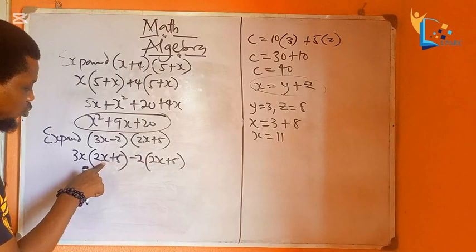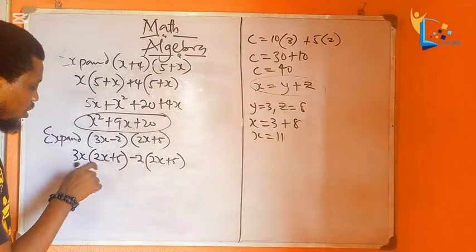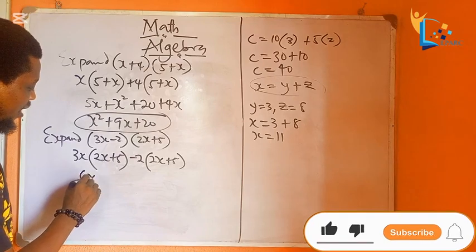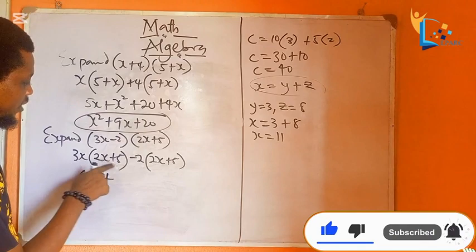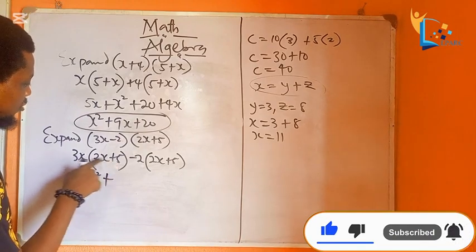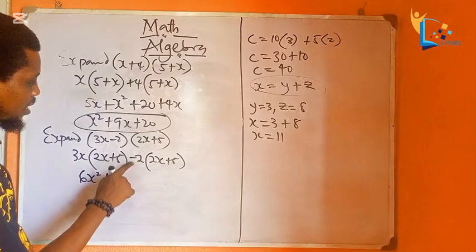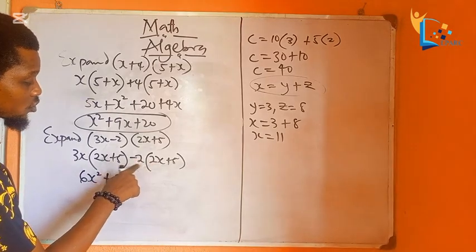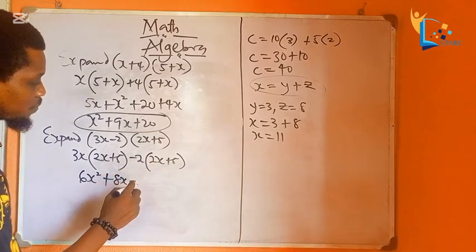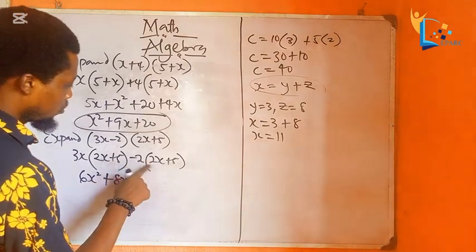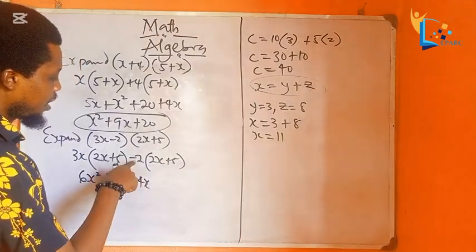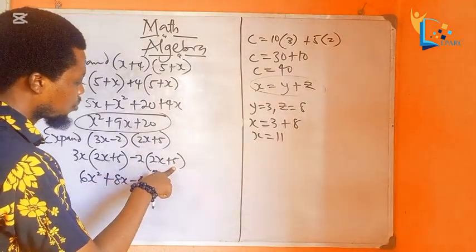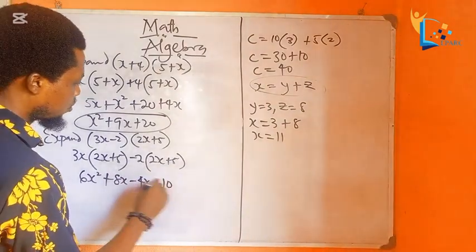So 3x times 2x will give us 6x squared. Okay? Plus 3x times 5 will give us 15x. Minus 2 times 2x will give us minus 4x. Okay? Then minus 2 times plus 5 will give us minus 10.